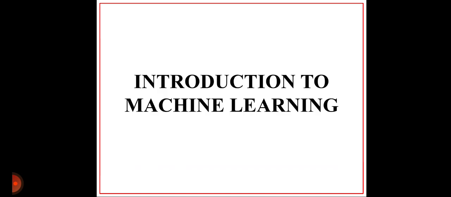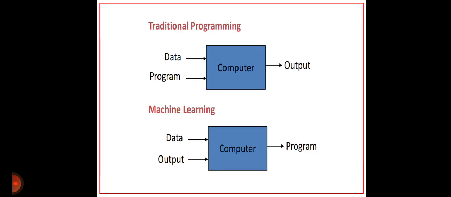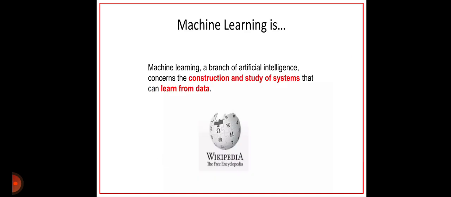Some introduction to machine learning we will discuss. In traditional programming, we give the data and program to the computer, and the computer produces the output. In machine learning, we give data and output to the computer, and it learns and gives the program, so that we can give more data and the program will work for that data also. This is the main difference between traditional programming and machine learning.